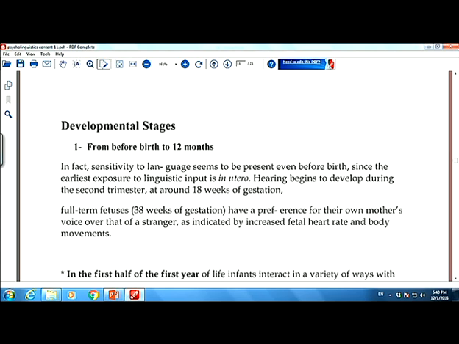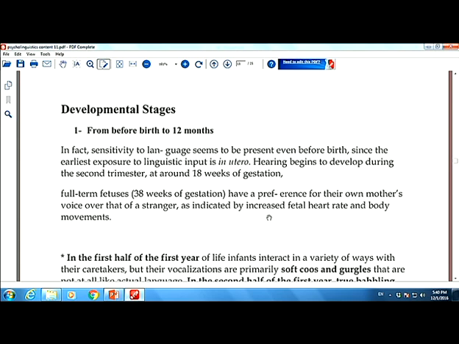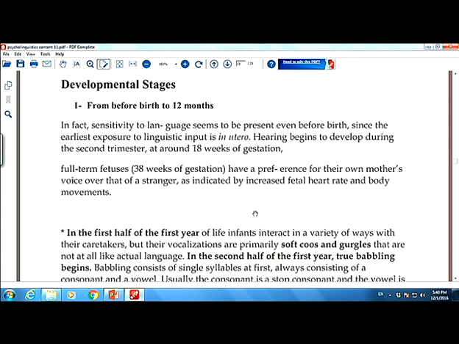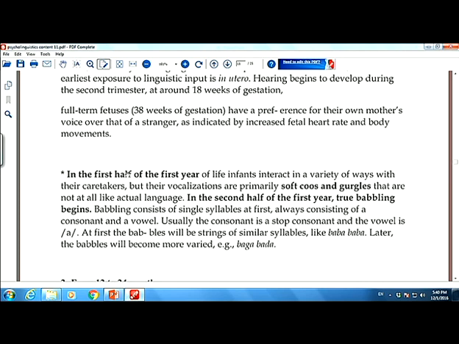Developmental stages. We have a lot of developmental stages. First of all, from before birth to 12 months, what happens? We have sensitivity to language. For example, in the first half of the first year, what do we have? We have cooing and gargling. And then the second 6 months, what do we have? We have babbling. True babbling begins.